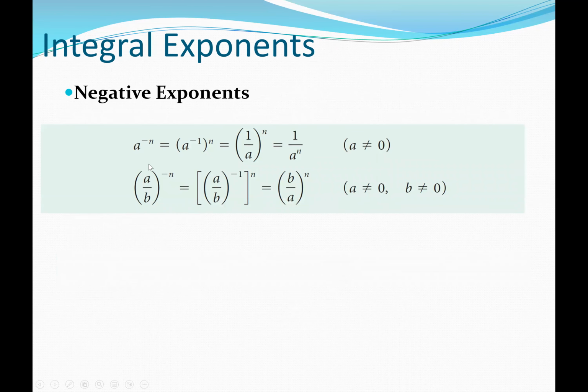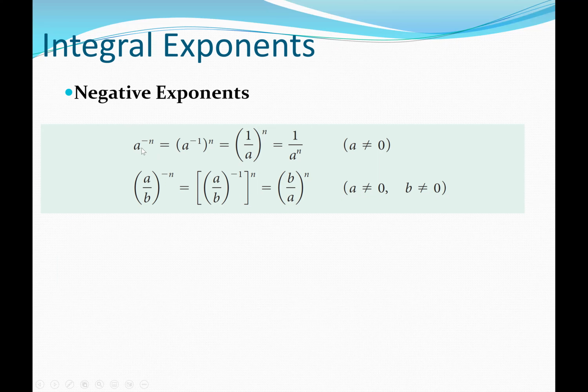So let's see an example here, our negative exponent rule first. A to the power negative n will be the reciprocal. So it's the same as writing a to the power negative 1 times n. So it will be the reciprocal of a to the power n, so 1 over a to the power n.